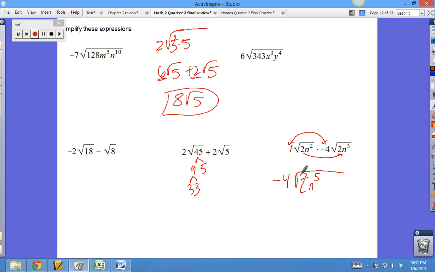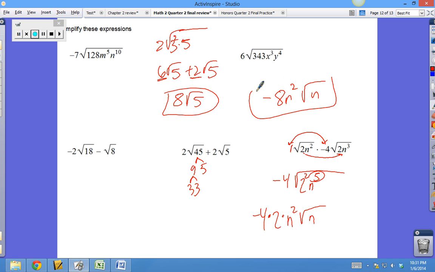And how many squares are there in 5? There are 2 squares in 5, so 2 of these n's get undone. So it's going to be a negative 4 on the outside times a 2 gets undone times n squared, but 2 squares is 4. There was a total of 5, so that means one of them stays in. So your final answer, negative 8 n squared times the square root of n.